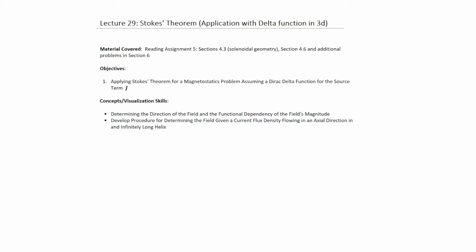The objectives of this lecture are basically to apply Stokes' theorem for a magnetostatics problem, assuming a Dirac delta function for the source term J, which is the current flux density. Concepts visualization skills are to determine the direction of the field and the functional dependency of the field's magnitude, and to develop the procedure for determining the field given a current flux density flowing in an axial direction in an infinitely long helix.